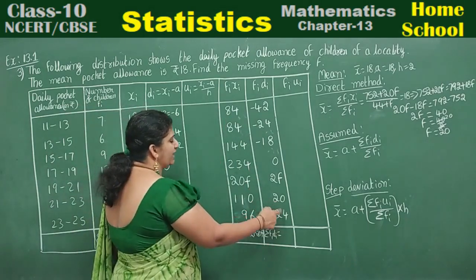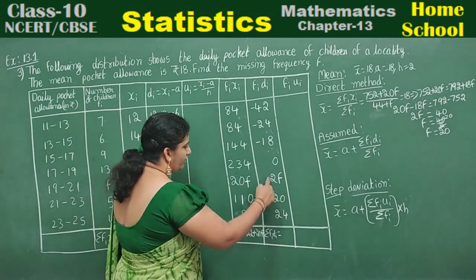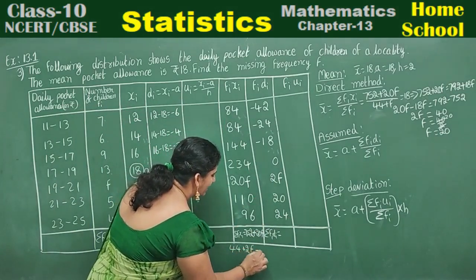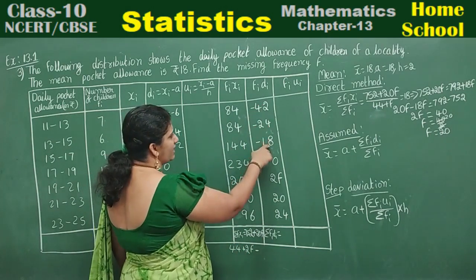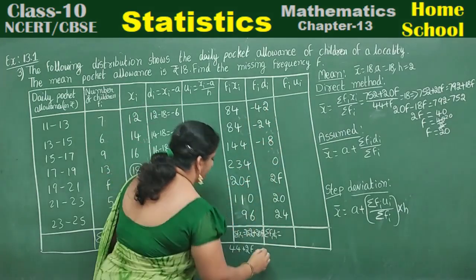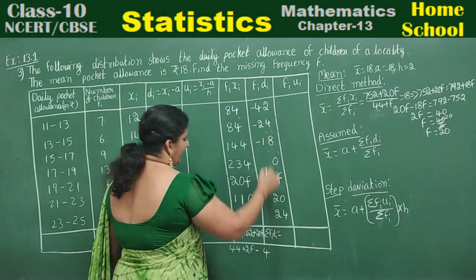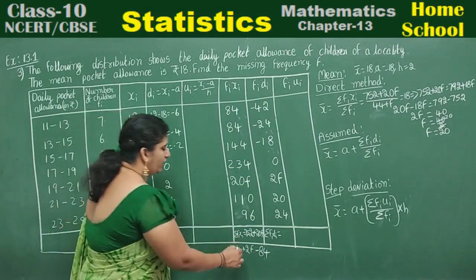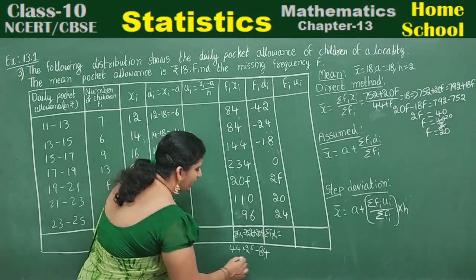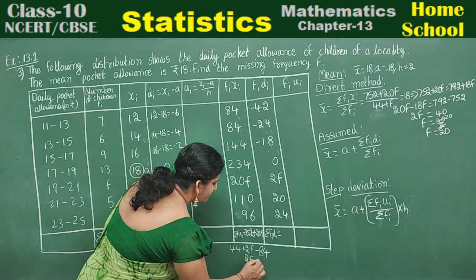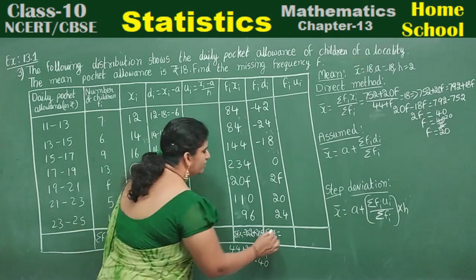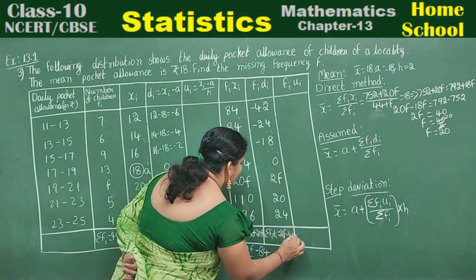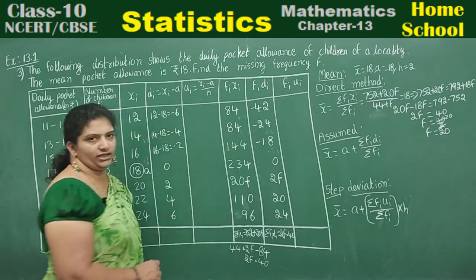Let us add this 20 plus 24. It will be 44. 44 plus 2f minus. Add these three numbers. 42 plus 24 plus 18, minus 84. Now it will be 44 minus 84, will be 2f minus 40. Summation fi di is equal to 2f minus 40.